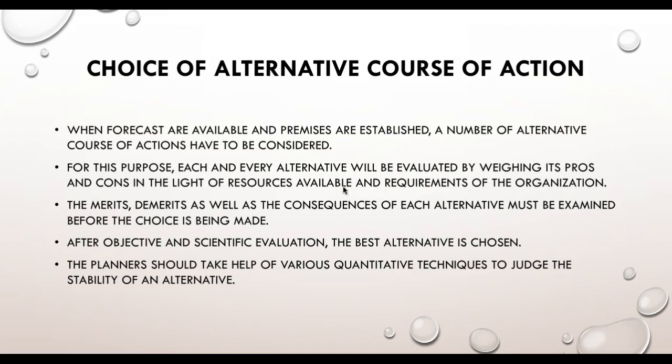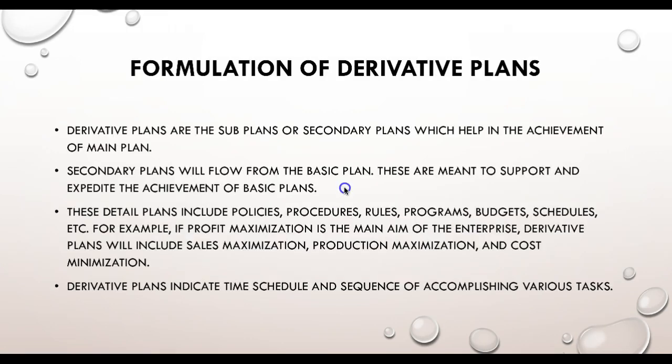So you also have a choice of alternate courses of action. When forecasts are available and premises are established, a number of alternative courses of action have to be considered. For this purpose, each and every alternative will be evaluated by weighing its pros and cons in the light of the resources available and the requirements of the organization. The merits, demerits, as well as the consequences of each alternative must be examined before the choice is made. After objective and scientific evaluations, the best alternative is chosen. The planners should take help of various quantitative techniques to judge the stability of the alternative.